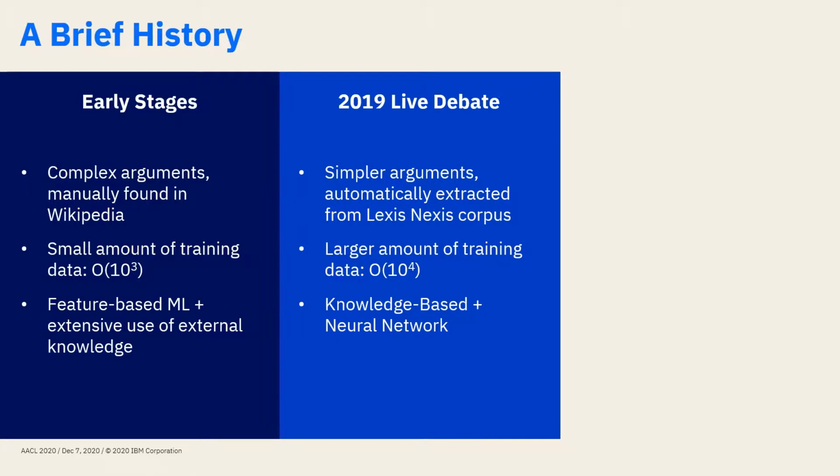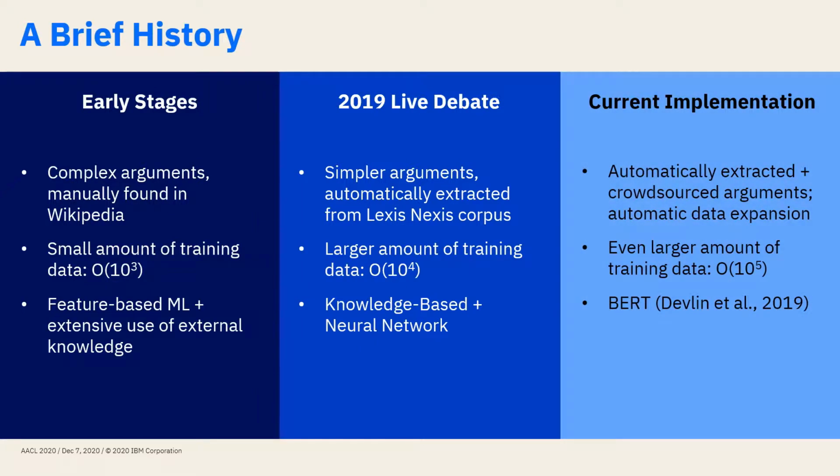Later on, we switched to training on arguments automatically extracted by the argument mining component from the much larger LexisNexis corpus. This resulted in a larger and simpler dataset for training in the order of 10,000s of examples. In parallel, there's been a great progress of deep learning methods for NLP. Therefore, we developed a hybrid approach combining our knowledge-based stance classification with a neural net. This version was used in the live debate of 2019. The current implementation of the stance engine is based on pre-trained BERT, fine-tuned on an even larger dataset with nearly 400,000 arguments. Next, we will describe each of these versions in more detail, starting with the knowledge-based approach.